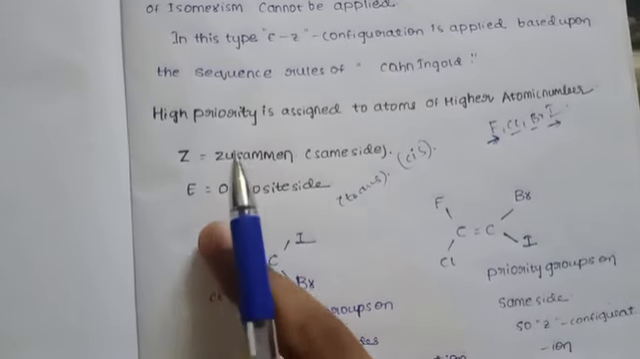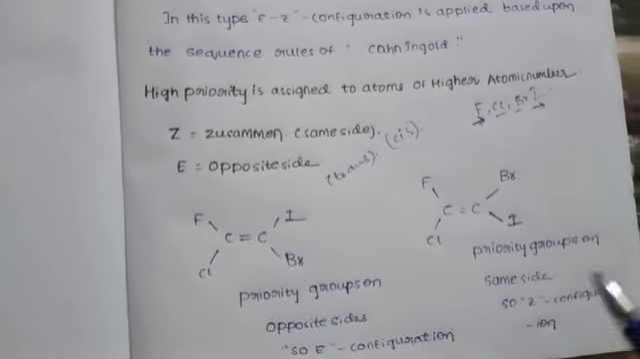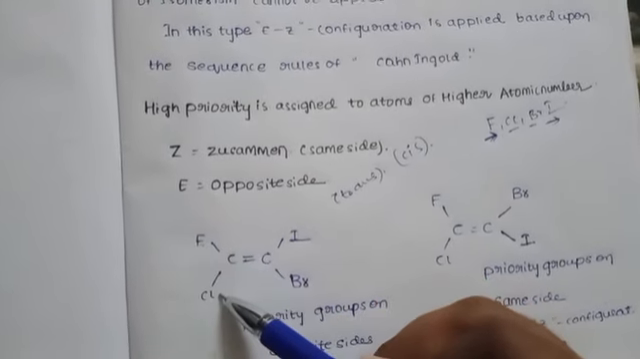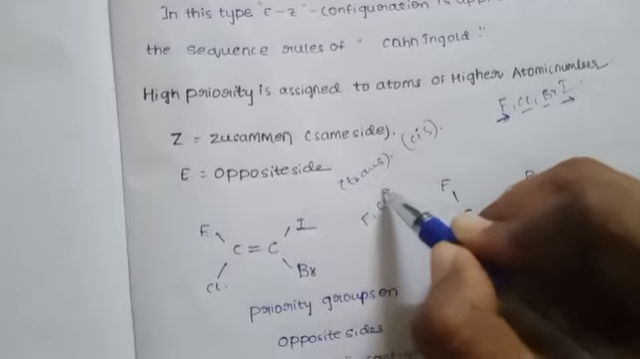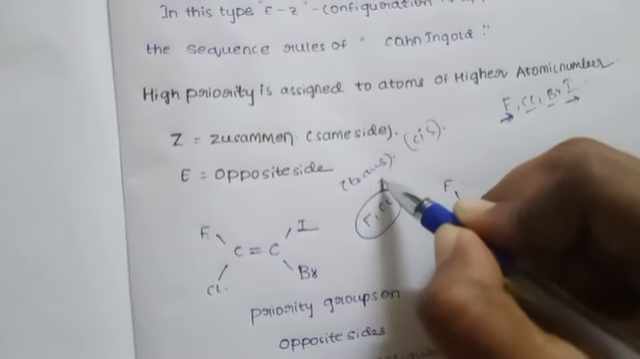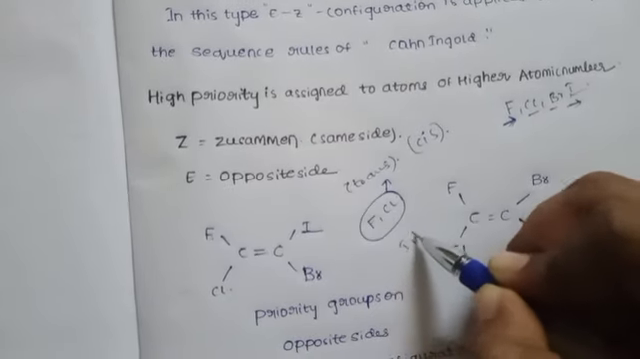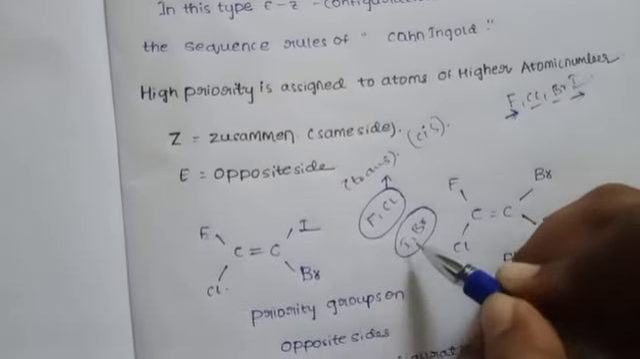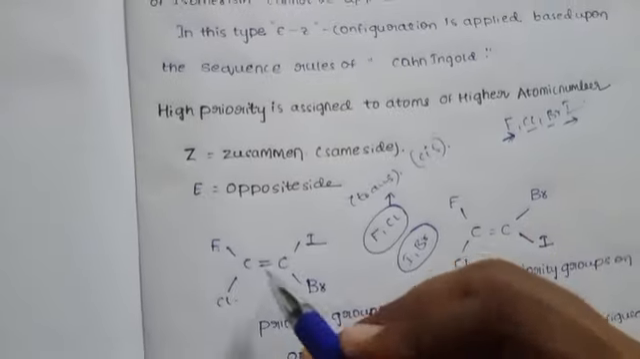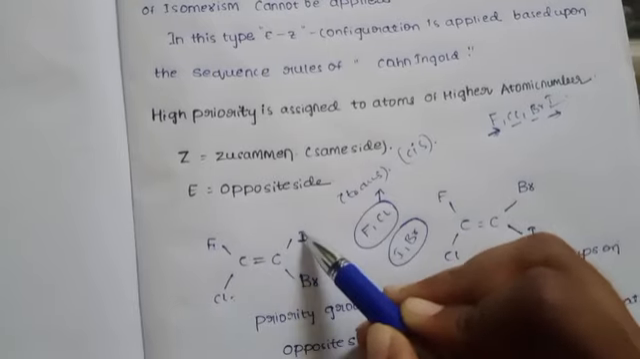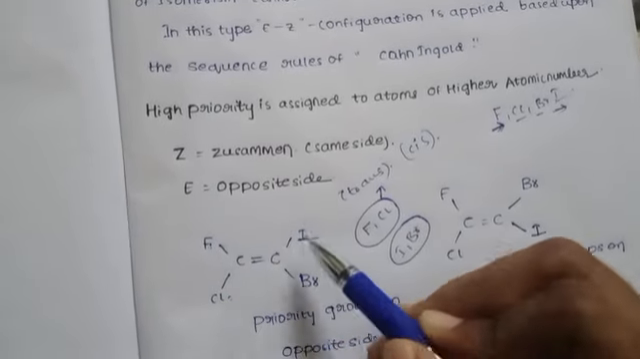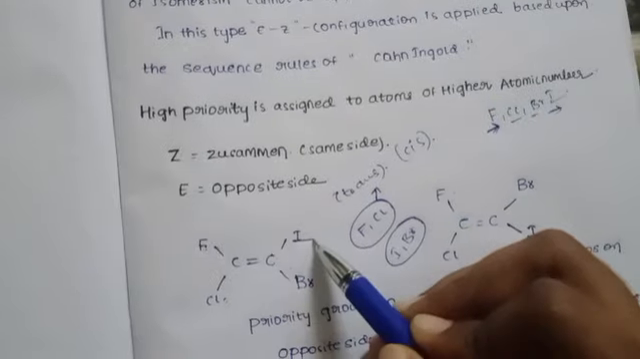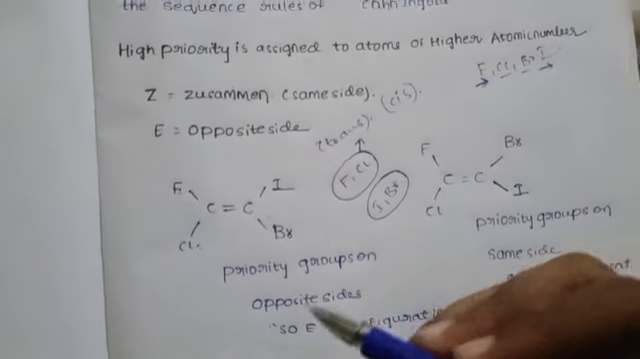Generally, if priority groups are on the same side, it is Z, and if they are present on opposite sides, it is known as E. See here, fluorine, chlorine, iodine, bromine. Segregate fluorine and chlorine as one pair. In fluorine and chlorine, chlorine has the higher atomic number, and in iodine and bromine, iodine has the higher atomic number. So when you observe here, chlorine and iodine are the highest atomic numbers in their pairs, but chlorine is in this position while iodine is in the opposite direction. So this is called the E configuration.